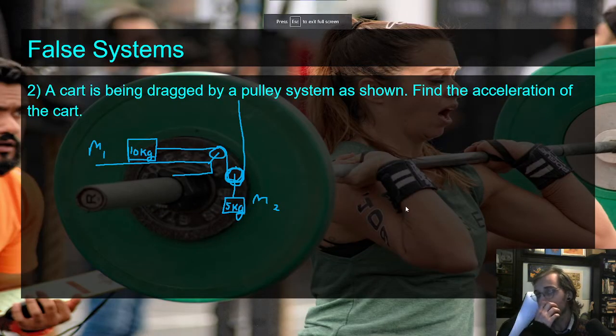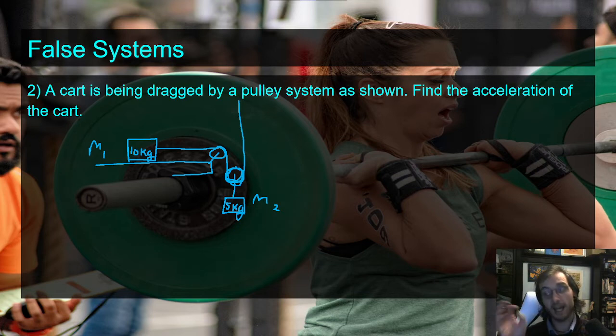So we've got a cart that is being dragged by a pulley system. In particular, we're trying to find the acceleration of the cart. We're going to ignore friction for this one, say it's on wheels. And this one's a little bit of a false system, in that they don't actually move together, and we'll talk about why.